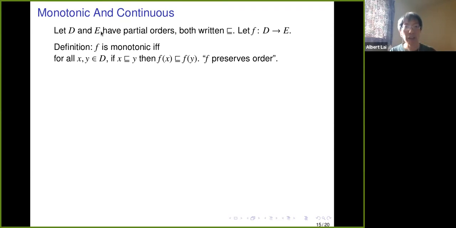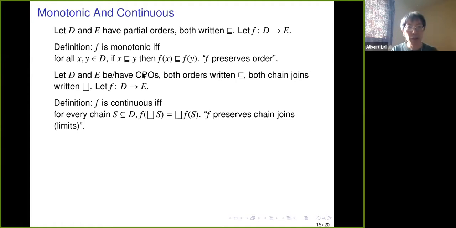Suppose you have two partial orders D and E, and suppose you have a function from D to E. This time both the domain and codomain are partial orders, and I'm very lazy, so I will be using the same partial order symbol for both, even though maybe I should not. But if F preserves order, we say it is monotonic. This one you have also seen from real analysis in some form, but here I want this form, and I just need this form. If X is less than or equal to Y, then you can apply F to both sides, and you will still have the less than or equal to relation. So that would be monotonic.